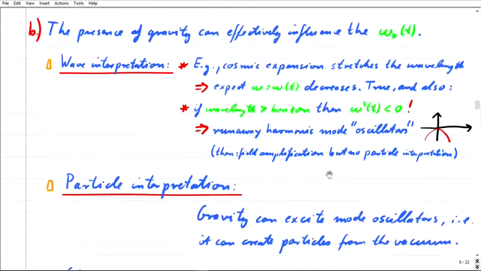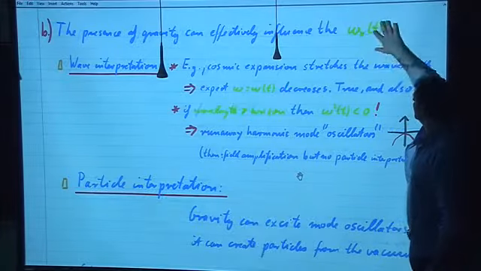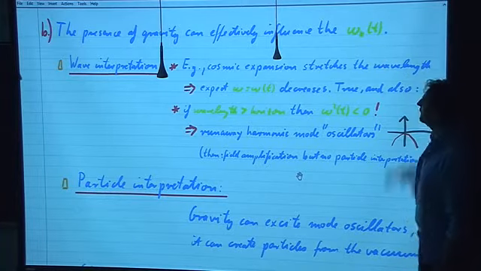Now, let's go to case B, where we don't have a driving force, but instead our harmonic oscillators get parametrically excited. Also, that occurs in nature. So this is the case where the mode oscillators have frequencies omega k which depend on the time.